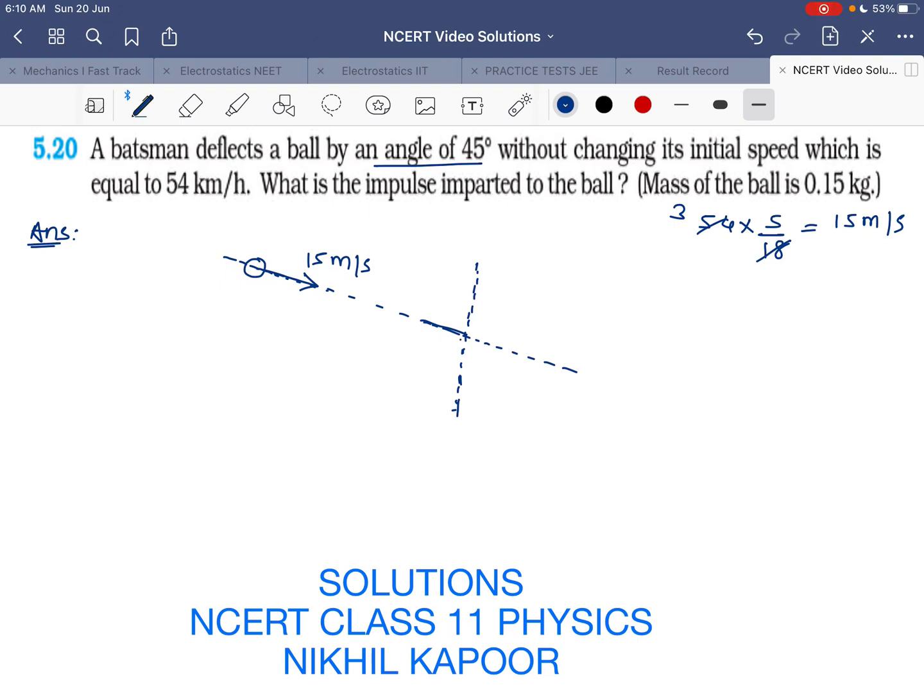After hitting the bat, it gets deflected, and they said the deflecting angle is 45 degrees, because from this direction to this direction it is being deflected. So if that is 45 degrees, then this angle will be 180 minus 45, which comes out to be 135 degrees, and we need to find the impulse imparted. In that case I will just go by resolution.